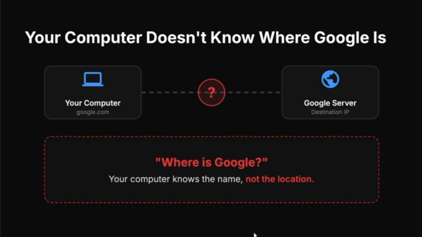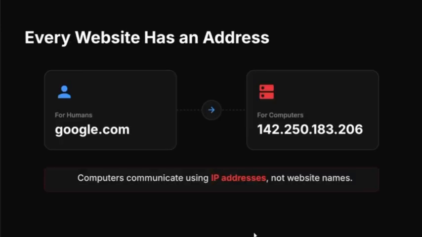Imagine if I told you to deliver a letter to John. You know the person's name, but without an address, where would you send it? Computers face the same exact problem. So the next question is, how does your computer find Google's address?